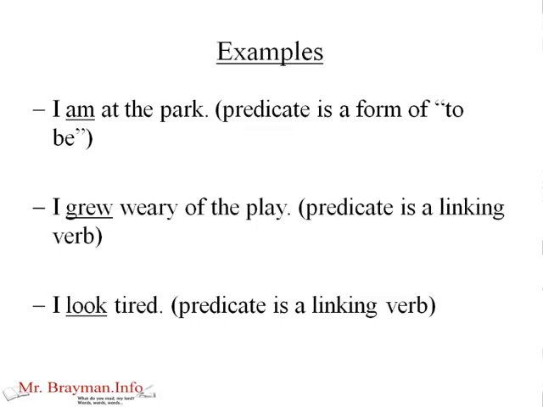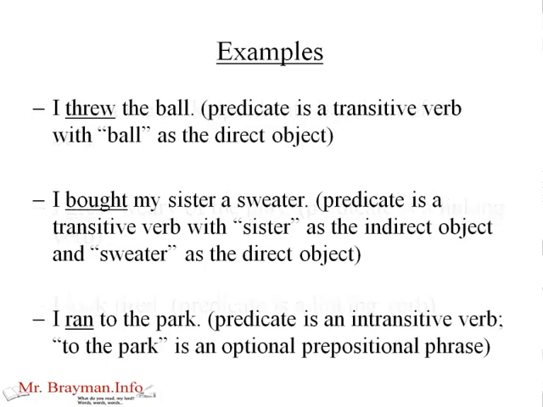All right, so let's look at some examples here. I am at the park, right? Am is the predicate. It's a form of the verb to be. Or I grew weary of the play. In this case, it's a linking verb. Still reflects a state of being. So grew in this case is not an action. It's a state of being. It's a change in state of being is what it is. Or I look tired. Predicate is a linking verb there again.